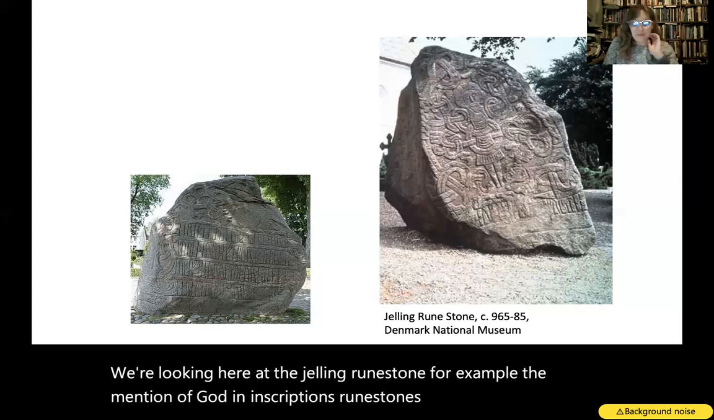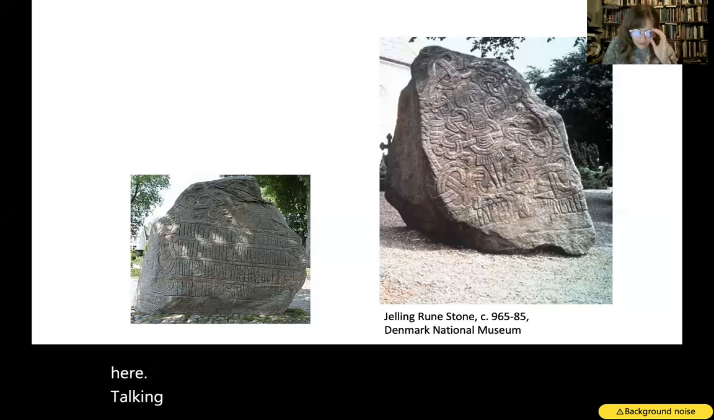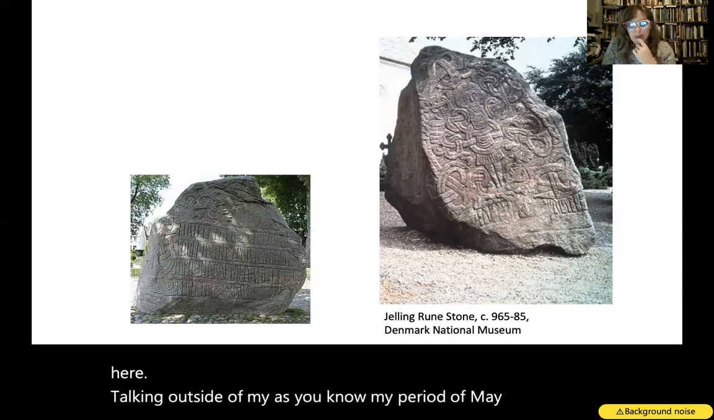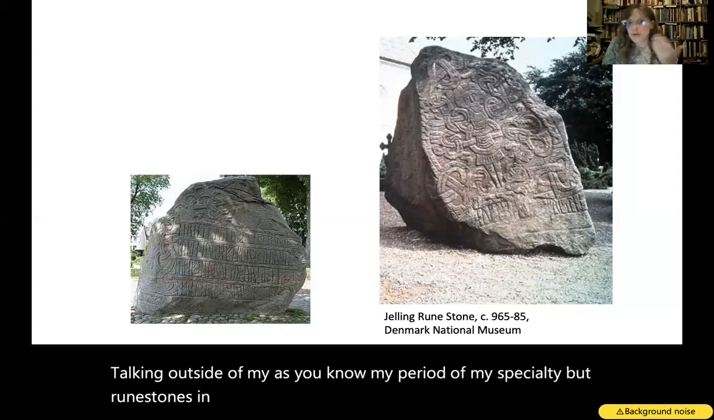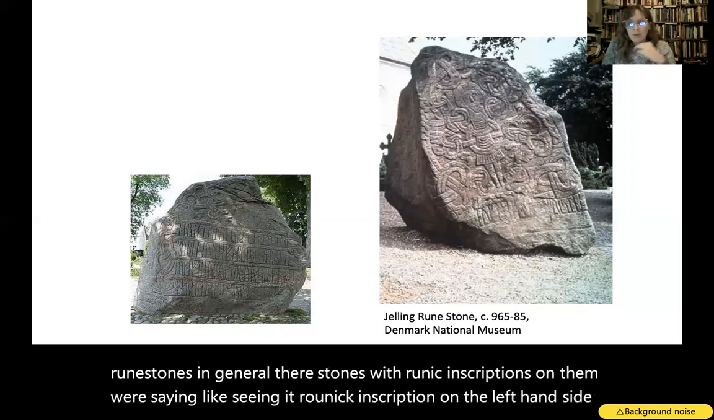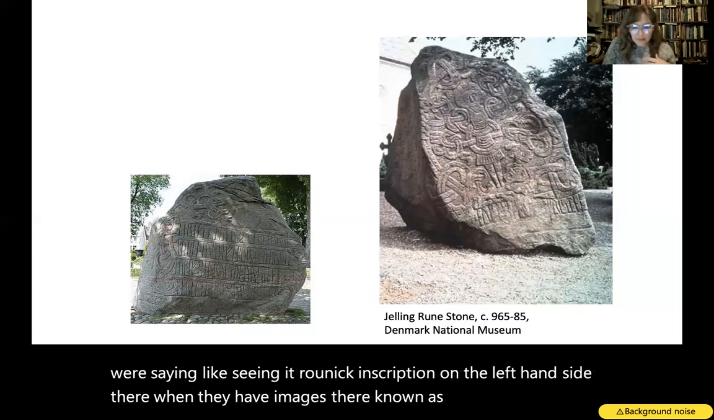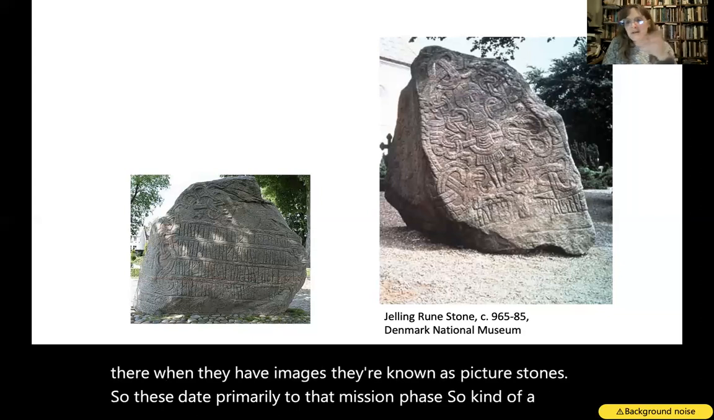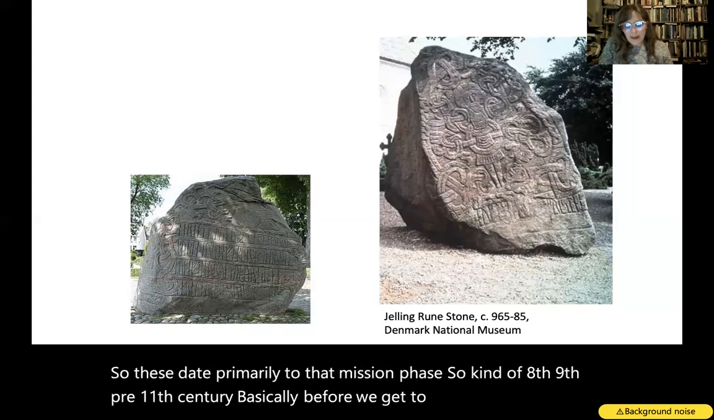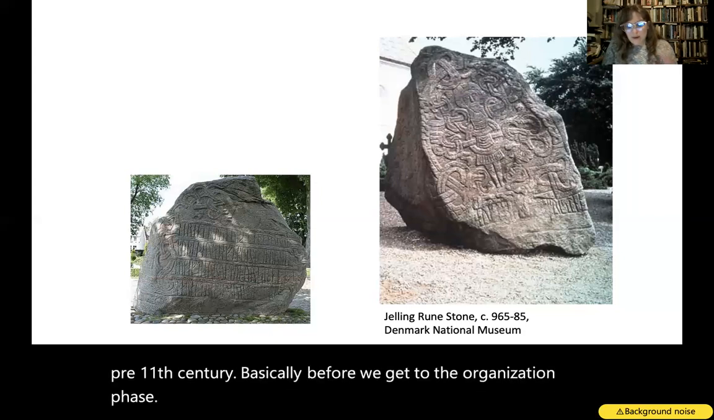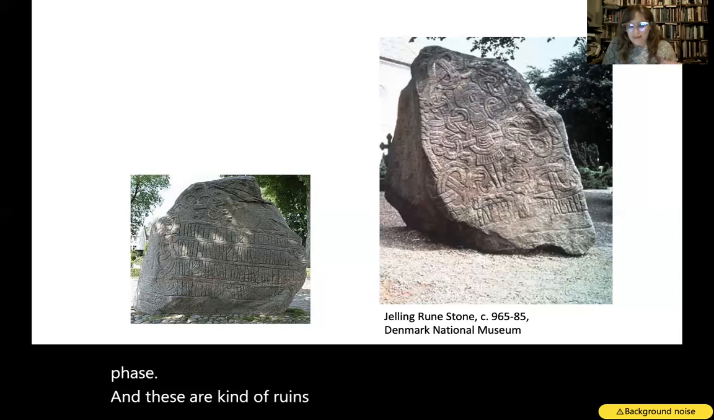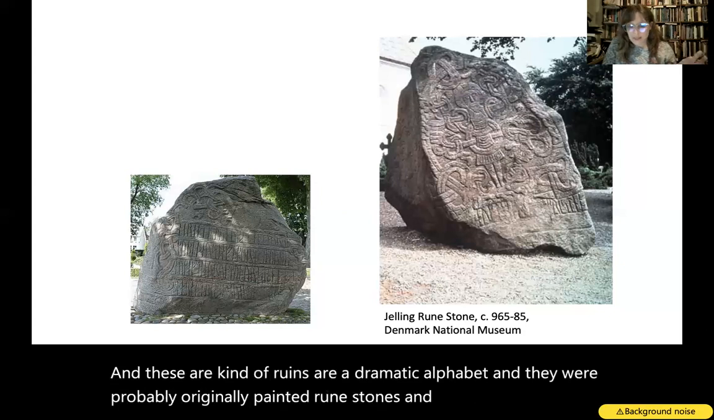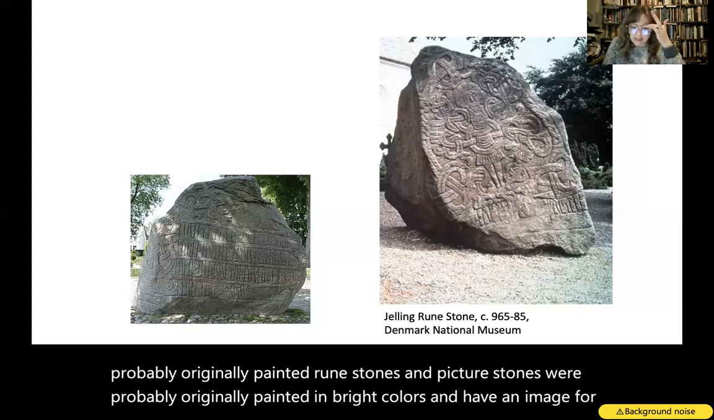Runestones are really fascinating. And here I'm talking outside of my period and my specialty, but runestones in general are stones with runic inscriptions on them. We're seeing a runic inscription on the left-hand side there. When they have images, they're known as picture stones. These date primarily to that mission phase, so 8th, 9th, pre-11th century, before we get to the organization phase. Runes are a Germanic alphabet, and runestones and picture stones were probably originally painted in bright colors, and I have an image for you in a second.